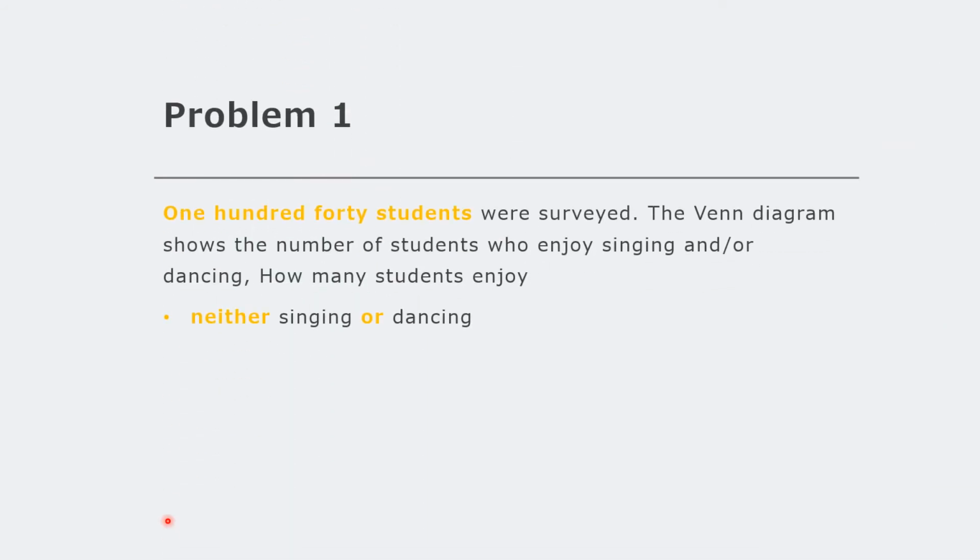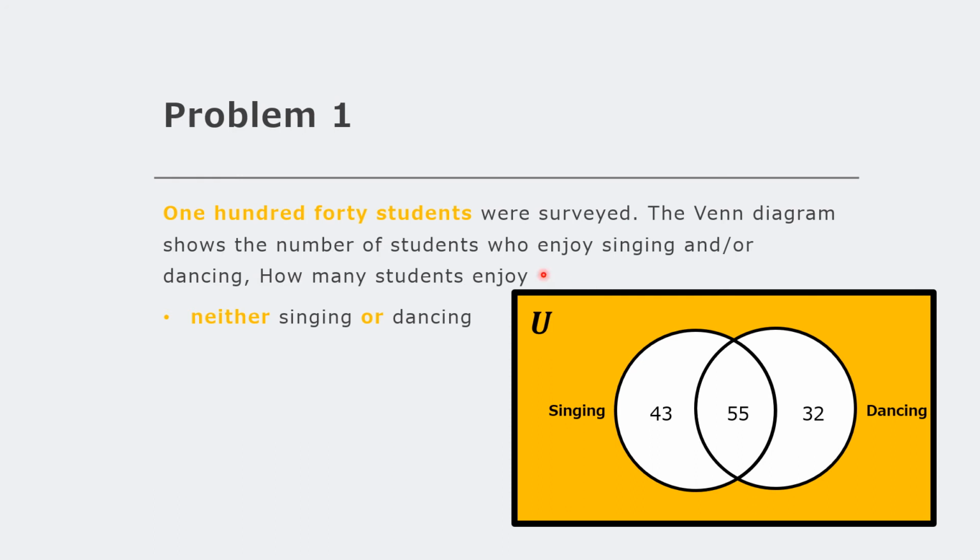Right now, on this part, we would like to get neither singing or dancing. In short, they don't like any of those two things, among the 140 students that we surveyed. So, when looking at the Venn diagram, it is the complement of singing and dancing. So, we would like to look at the universal set. However, sir, there's no number. However, we need to add this up, 43, 55, and 32. So we got 130. However, we deduct that from the total number of the respondents. So 140 minus 130, and that is 10. So therefore, the number of students that like neither singing nor dancing is 10.